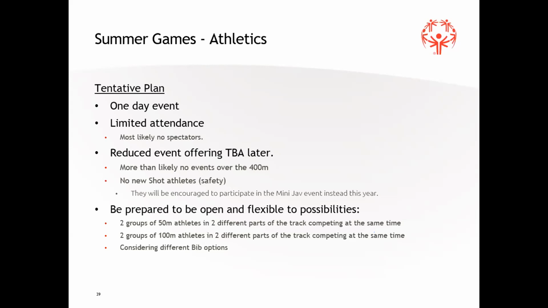Again, a reduced event offering, most likely nothing over the 400 meter. Like we talked about, no new shot athletes. Again, that's for safety, just for our athletes. And we will encourage them to participate in the mini jab event. Just this year, we're in discussion as of now, we might have, at two different parts of the track, the 50 meter athletes running at the same time. It would keep the day moving. They're socially distanced. And with the 100 meter, we could also do that simultaneously with two different groups.